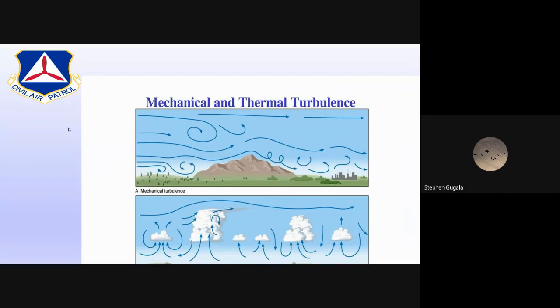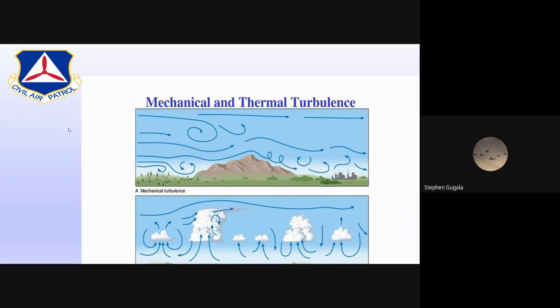Mechanical turbulence is caused by wind bumping into terrain and objects on the ground. Mountainous regions, cities, even forests and trees around airports will often cause mechanical turbulence.